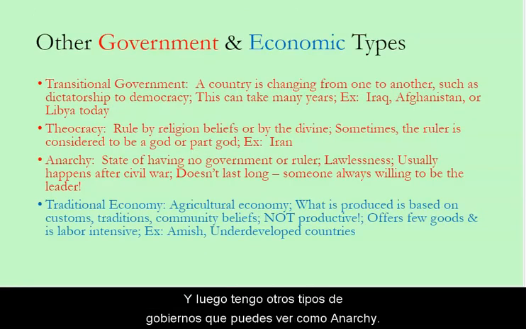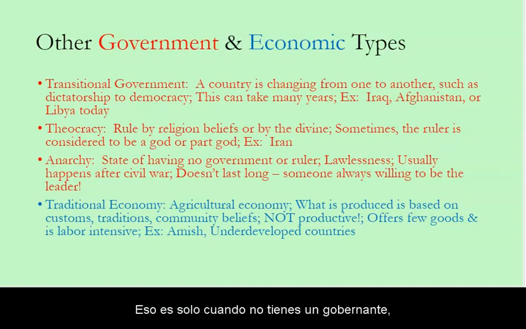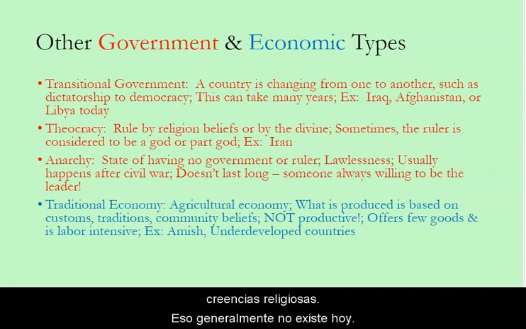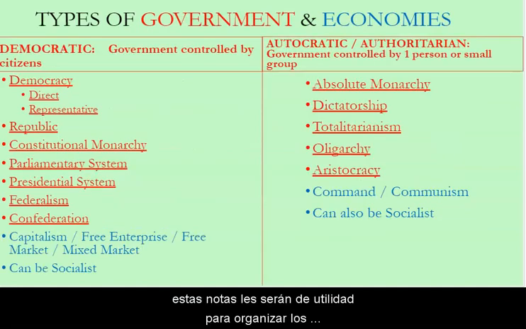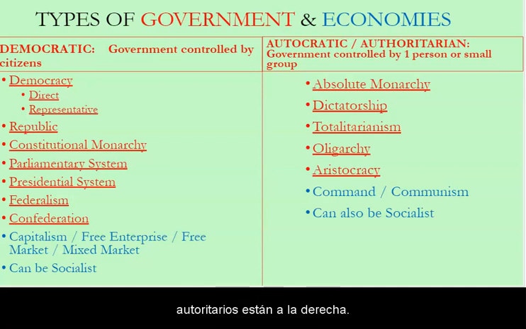And then I have other types of government and economic systems, like anarchy, which you guys seem to be familiar with. That's just where you don't have a ruler. Theocracy is ruled by religious beliefs, which generally doesn't exist today. In Iran, they do because they're controlled by Islam. But those are just some other types of government and economic systems. So again, I hope these notes are going to be helpful for you to organize the different types of government and then be more specific about what they are. The democratic types, controlled by citizens or the people, are on the left, and the autocratic or authoritarian types are on the right. The end.